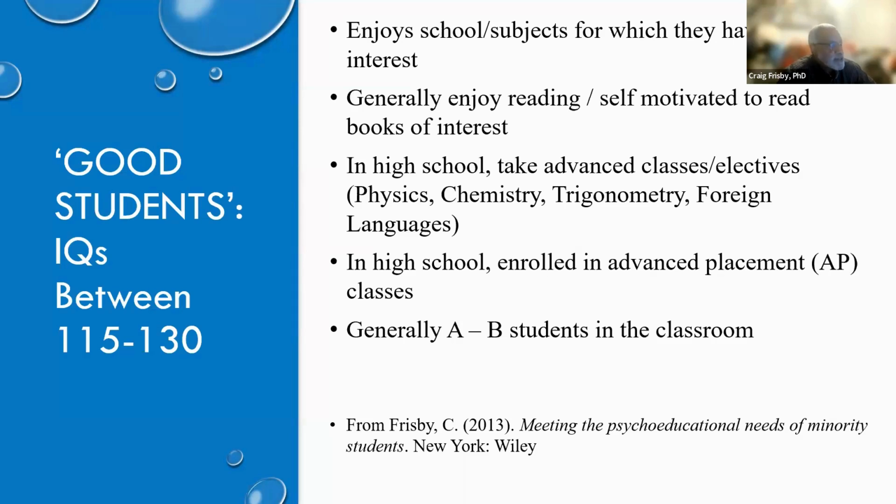In high school, these are the kids that take the advanced classes and the electives of physics, chemistry, trigonometry, or foreign languages. In high school, these are the kids that tend to be enrolled in advanced placement or AP classes. And generally, teachers find these kids to be the A and B students in the classroom.